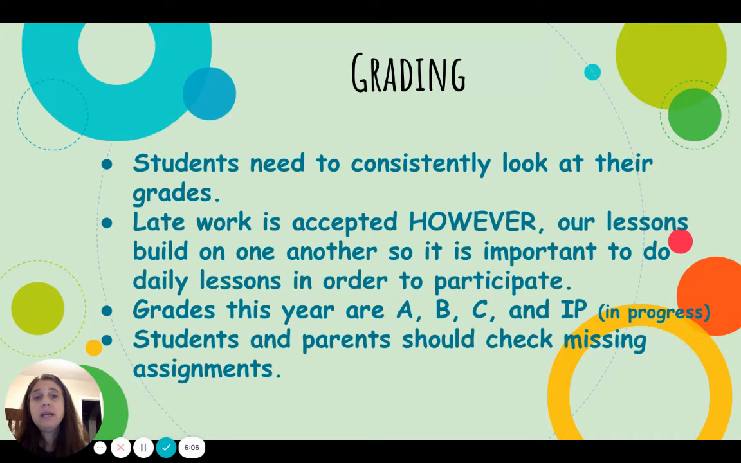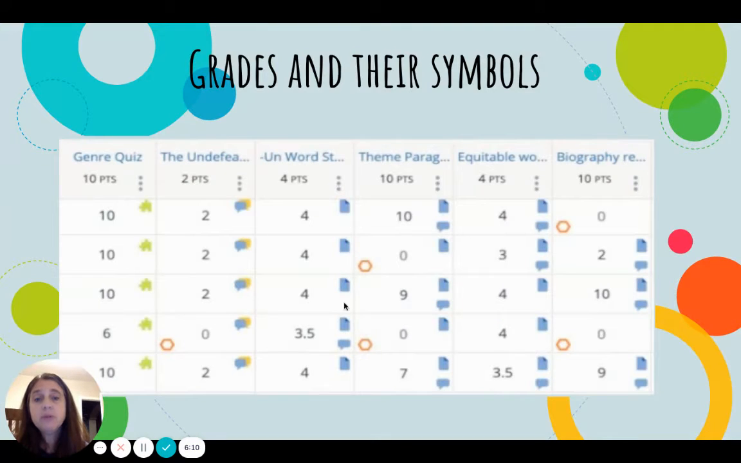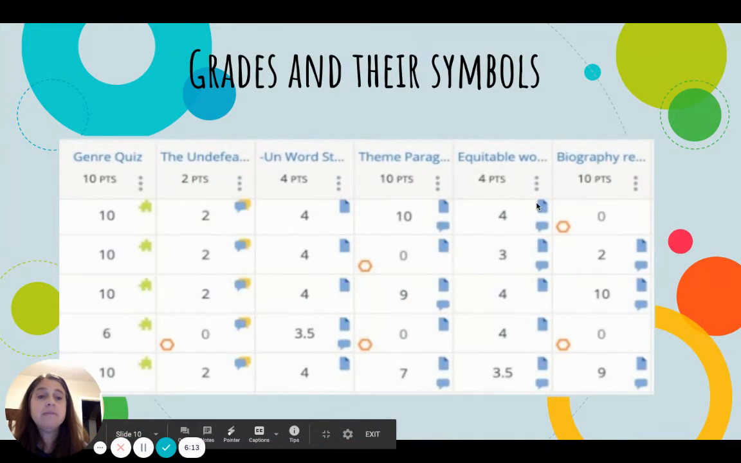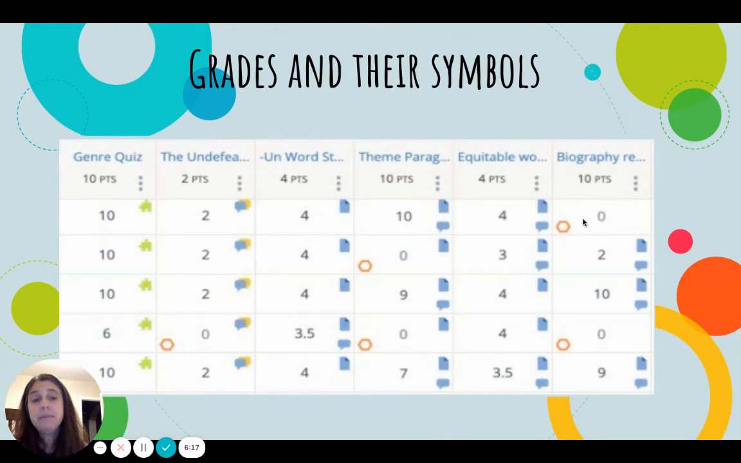So yes, students and parents should consistently be checking missing work. There are symbols within their gradebook. These are different symbols. This piece of paper in their gradebook means they've submitted a piece of paper. If they have this symbol missing and nothing's submitted, then nothing has been turned in. So if they ever tell you, I turned that in, you can simply ask to see their gradebook and you can identify whether they turned it in.